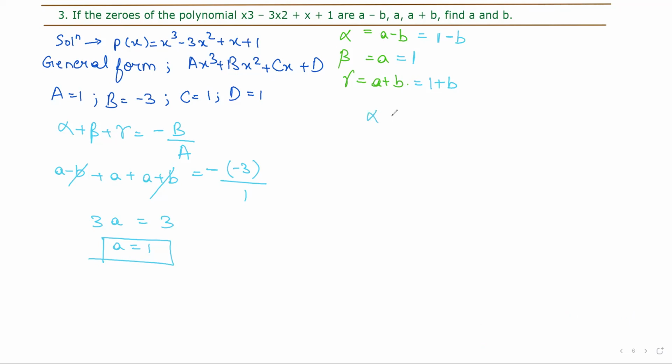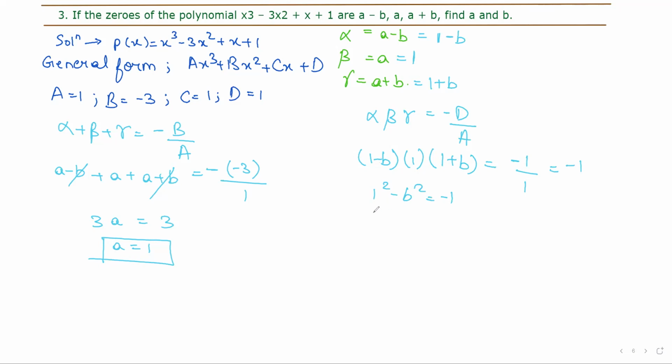So we'll directly skip to the third equation, alpha, beta, gamma. You can try solving by the second equation, and I hope you get it. So alpha, beta, gamma is equal to minus d upon a. Alpha is 1 minus b, beta is 1, and gamma is 1 plus b. Is equal to d value is minus 1 upon 1, which is equal to minus 1. Multiplying this, you get 1 square minus b square is equal to minus 1.